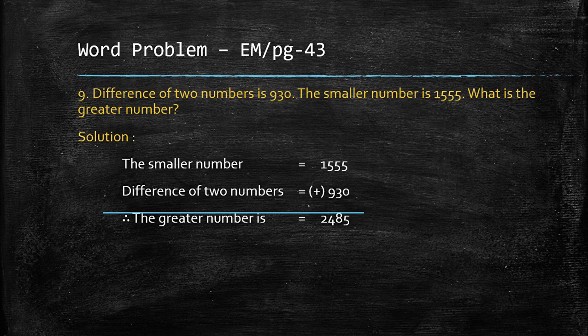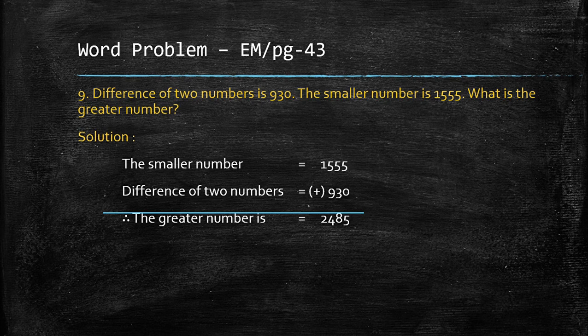So here 5 and 0 add, we get 5. Then 5 and 3 we get 8. And then next 5 and 9, 14, 1 is left, and this one is added with this one and it makes 2. That means 2485, and that is our greater number. So this is how we can find our greater number.